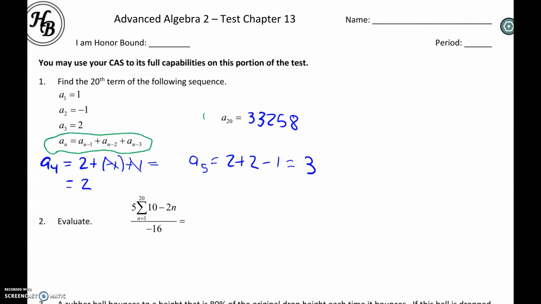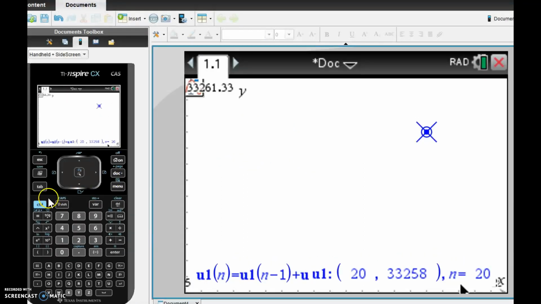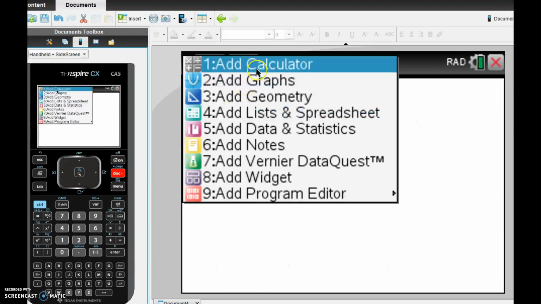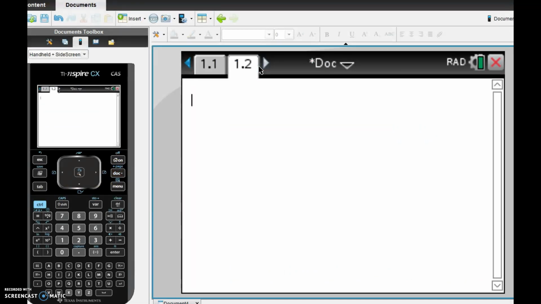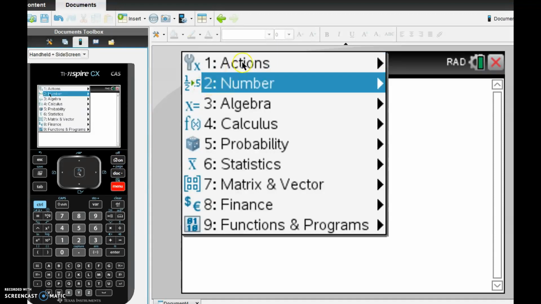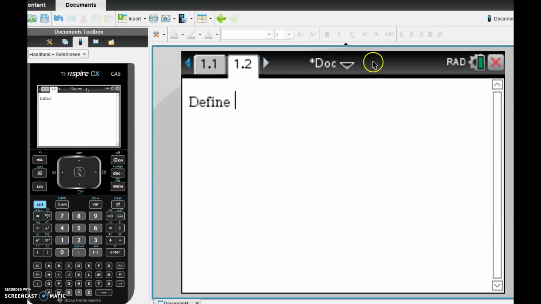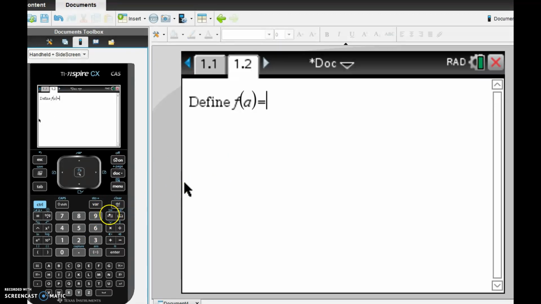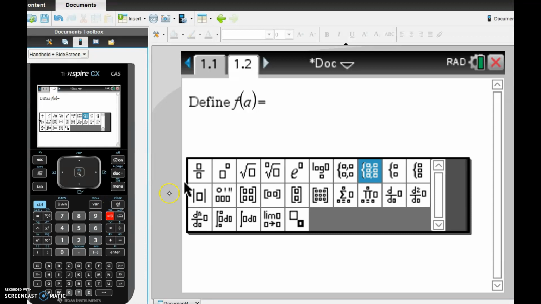The other way to do it, come on, graph calculator. There we go. The other way is if you open a calculate page. So we open a calculate page. We're going to define our variable. So we go to menu, actions, define. It's the first one. And I'm going to call it f of a equals. Down here, this little button above the times sign, it has our piecewise function. So I'm going to pick this one.